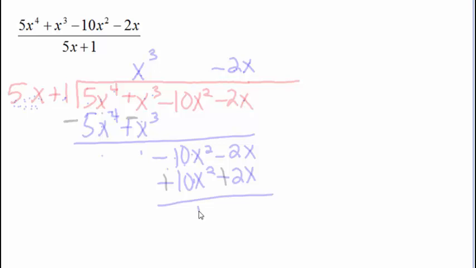Well, these 0 out and these 0 out. So you have no remainder. We're done with the problem. And your answer is simply going to be what you see up above the division sign. X cubed minus 2x. No remainder.